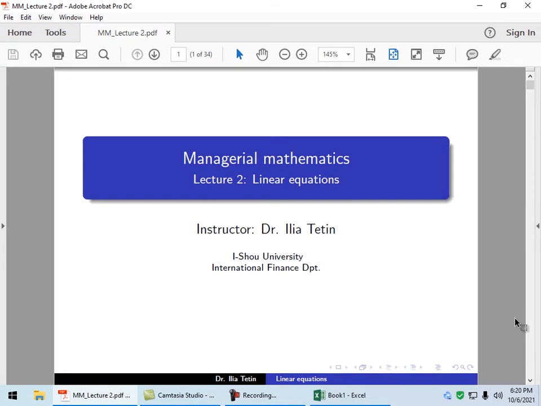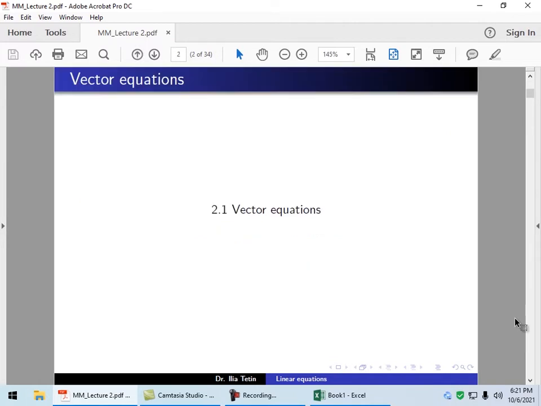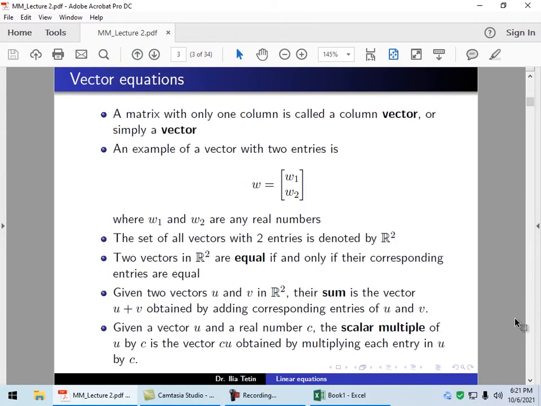Alright, let's begin. We are talking about vectors here today in the matrix notation form and trying to provide some applications of matrix notation to economics. So let's start with vector equations.